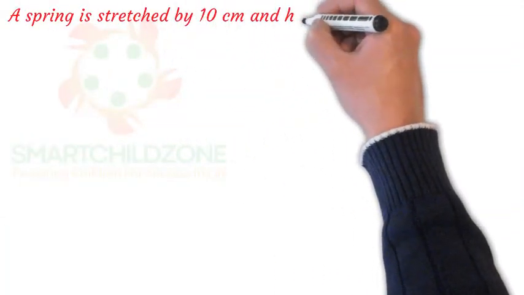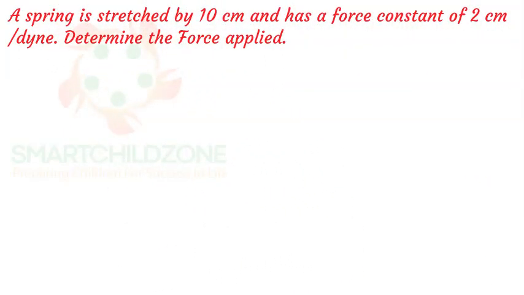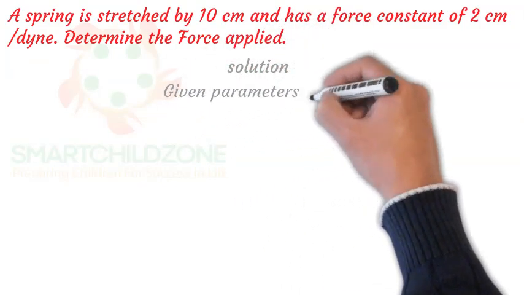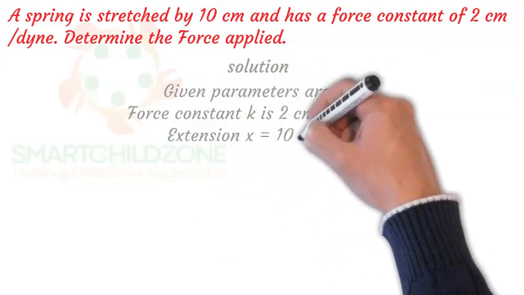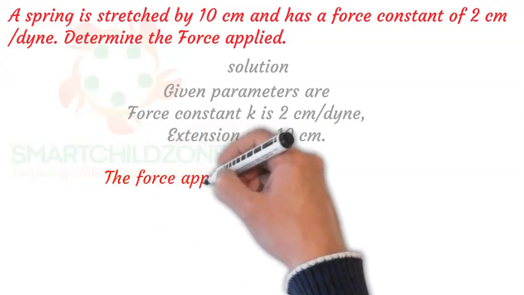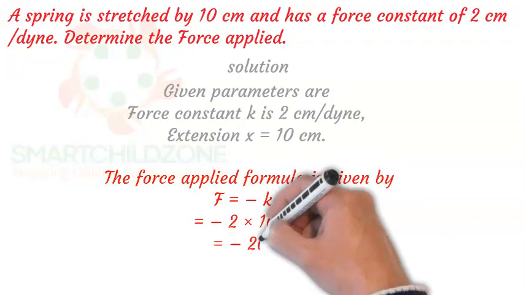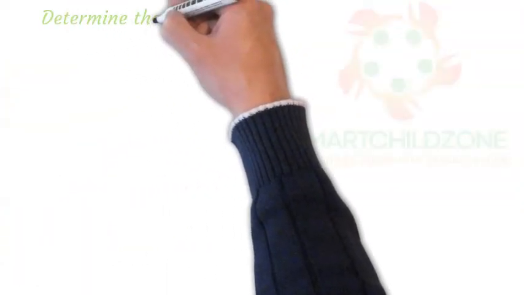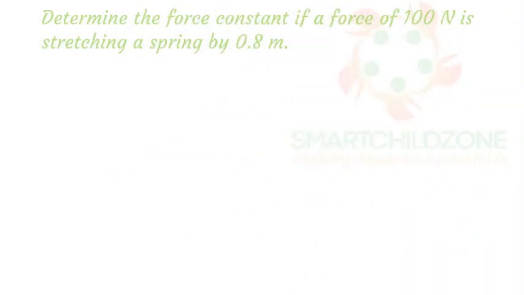A spring is stretched by 10 centimeters and has a force constant of 2 centimeters per dyne. Determine the force applied. Determine the force constant if a force of 100 Newton is stretching a spring by 0.8 meter.